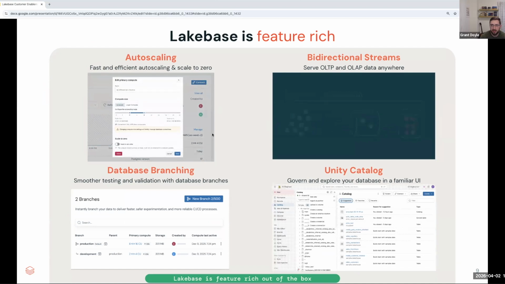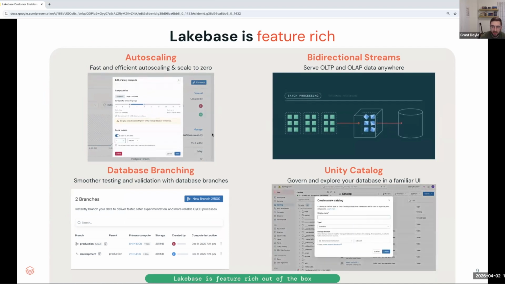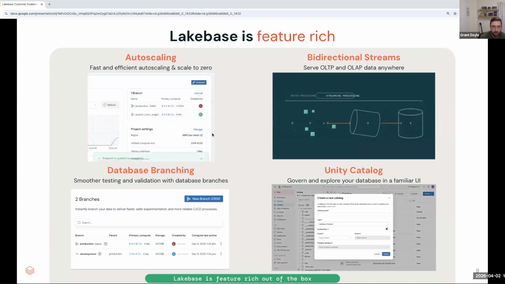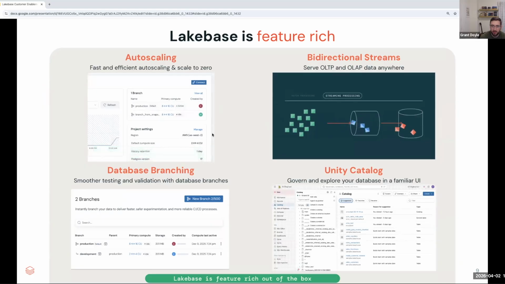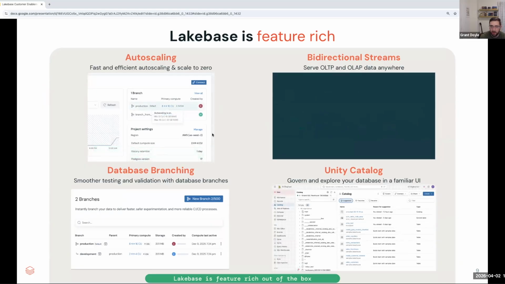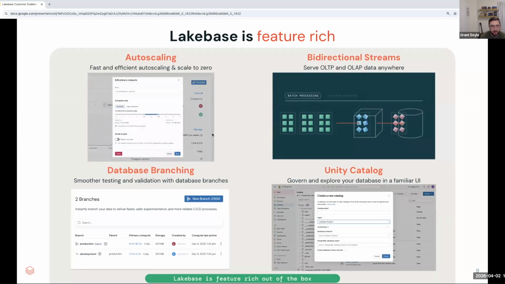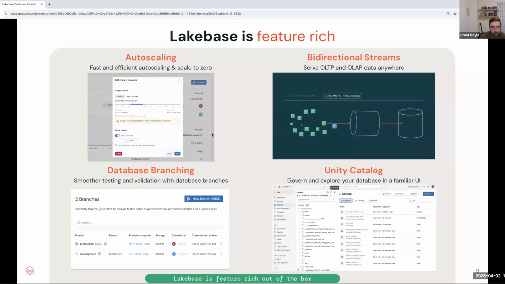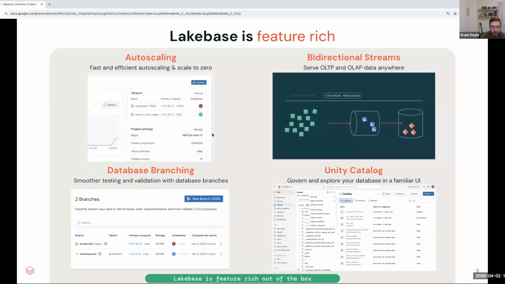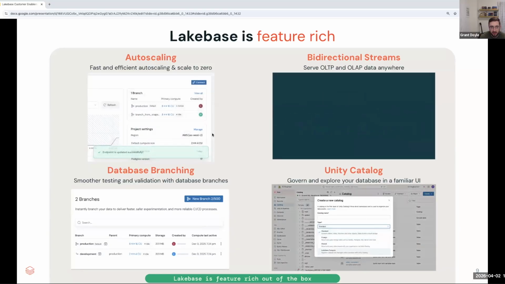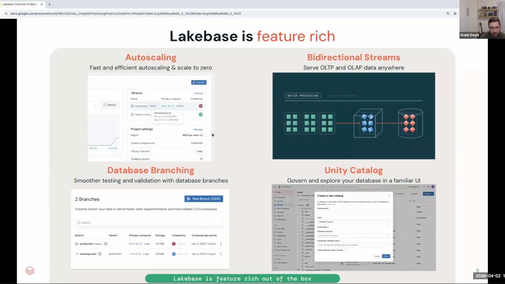Similar to what Databricks has done with Delta and Spark, we're doing here with Lakebase. We separated the compute and storage, which enables a lot of the cool features that you see on this slide. We can set flexible compute nodes to allow our Lakebase instance to scale up and down as needed, and even the ability to scale to 0.